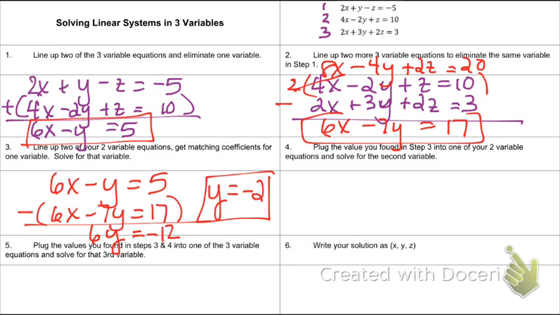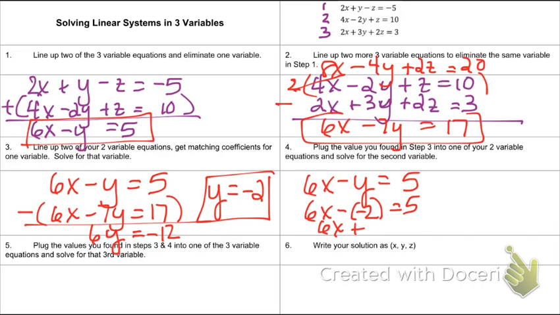So now I'm going to plug that y back into one of my two variable equations. I'll use 6x minus y equals 5. Y is -2, so it becomes 6x plus 2 equals 5. 6x equals 3. X equals 1/2. Okay. So now I have two of my three variables.